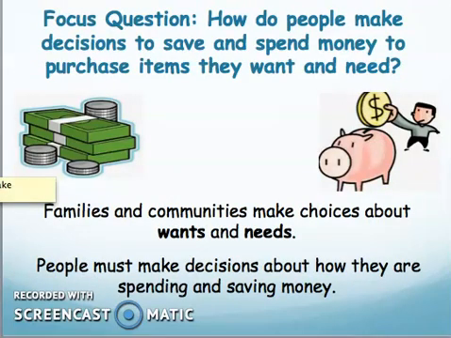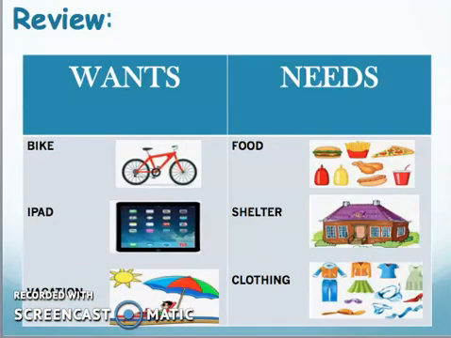Our focus question, how do people make decisions to save and spend money to purchase items that they want and need? Families and communities make choices about wants and needs. People must make decisions about how they are spending and saving money. So remember our last lesson, we discussed wants and needs. So let's just do a quick review on the difference between wants and needs.